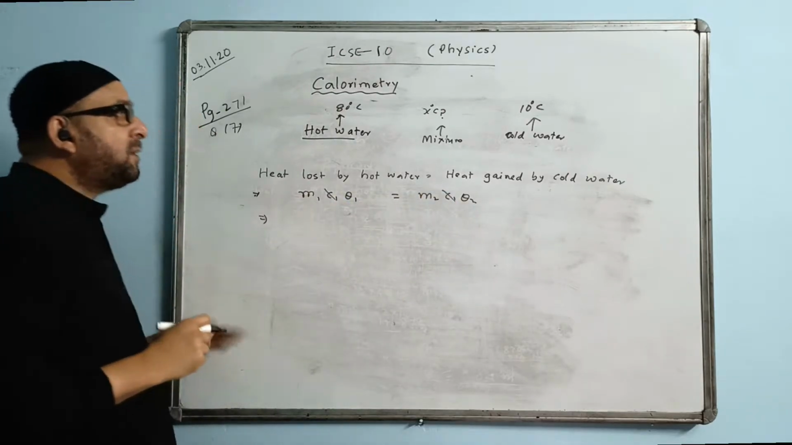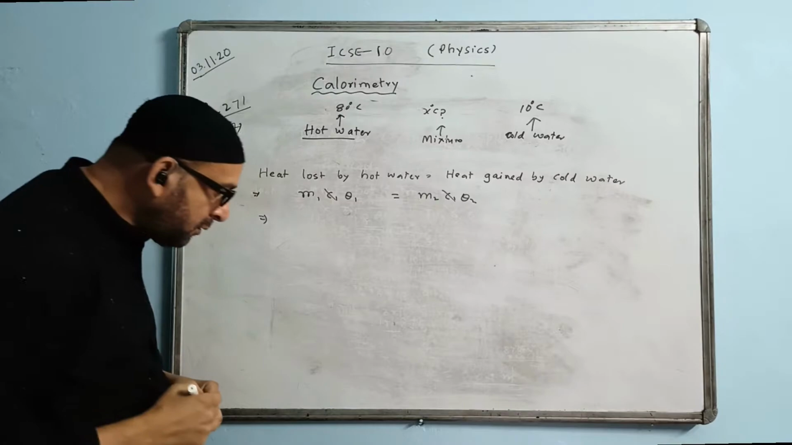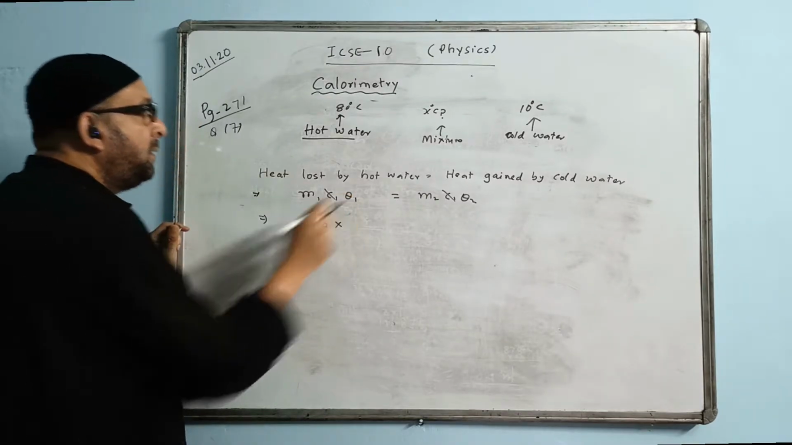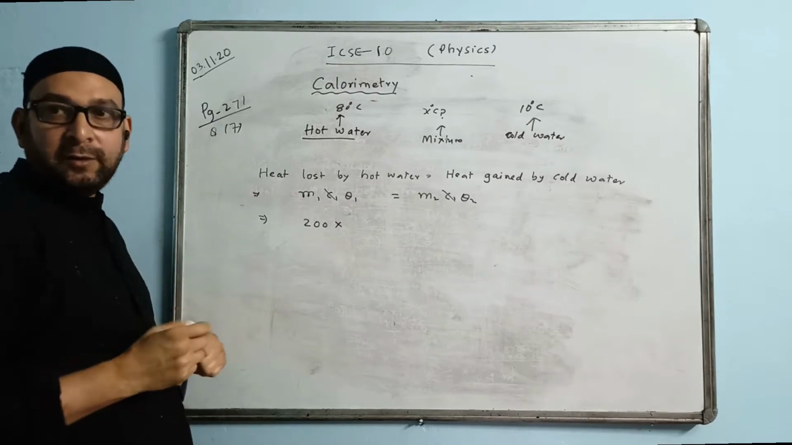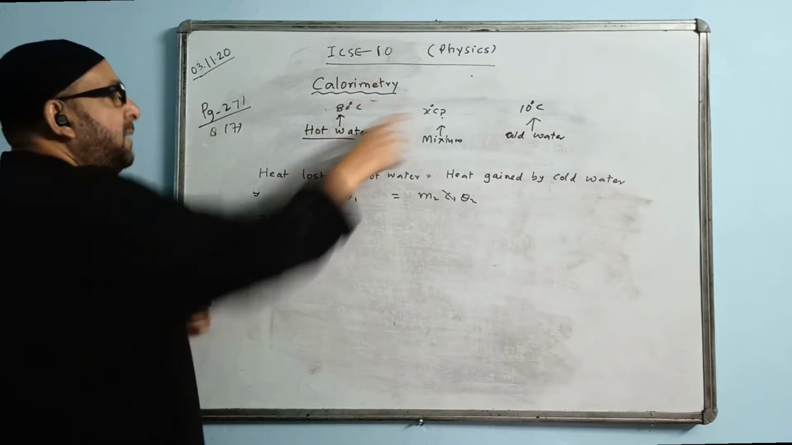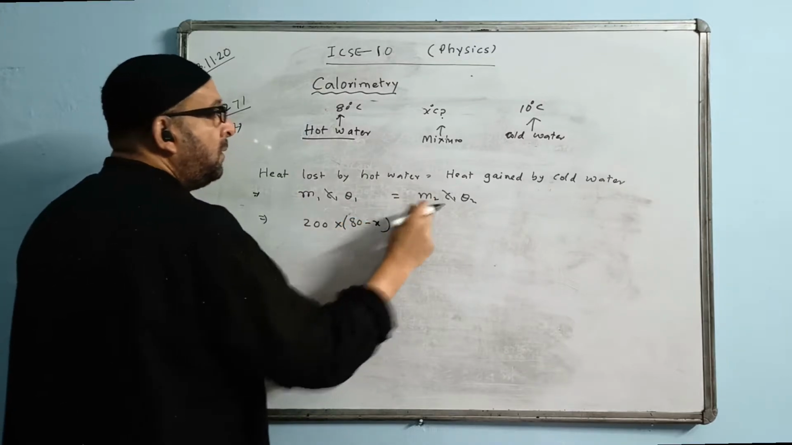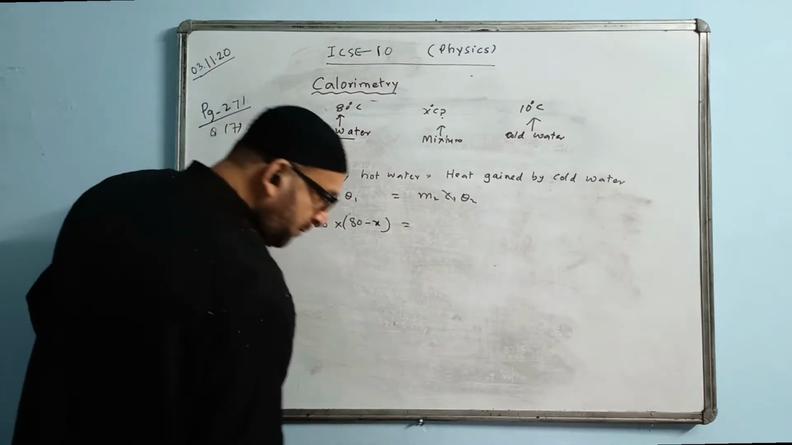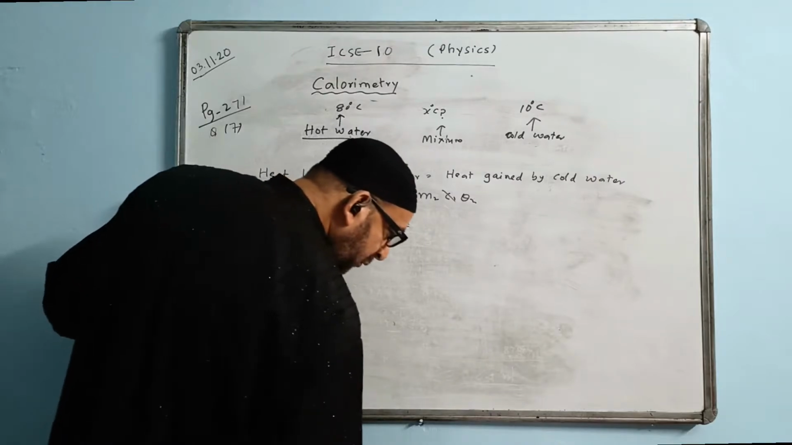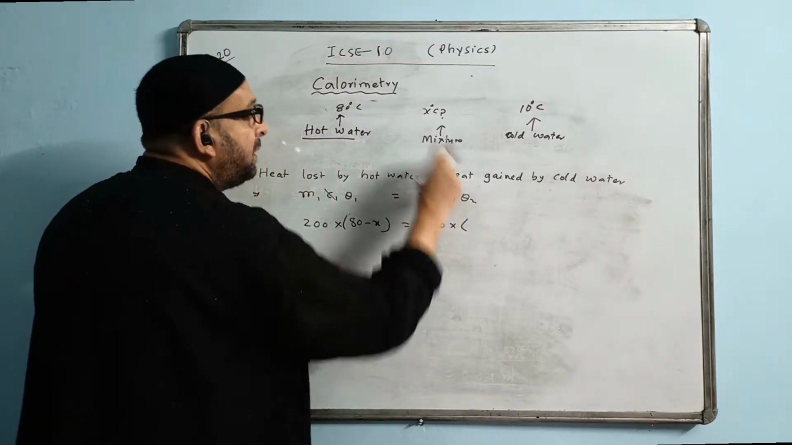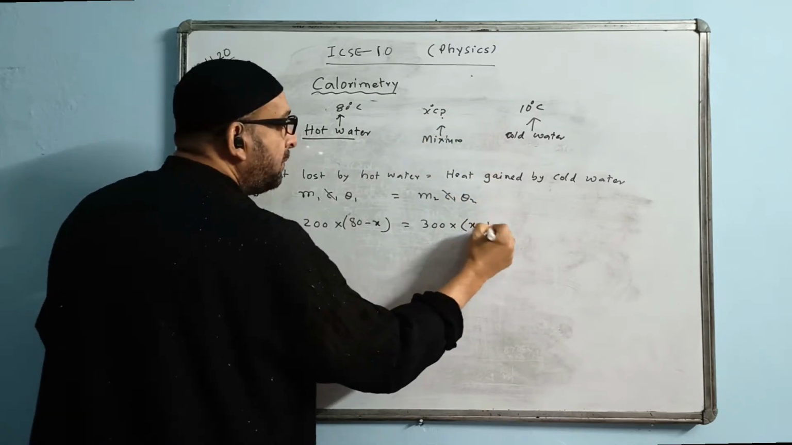Now we put the value. What is the mass of the hot water given in the question? 200 gram. Theta 1 is the temperature difference: 80 minus x. M2 will be the mass of the cold water given in the question, 300 gram, right? Theta 2 value will be x minus 10.